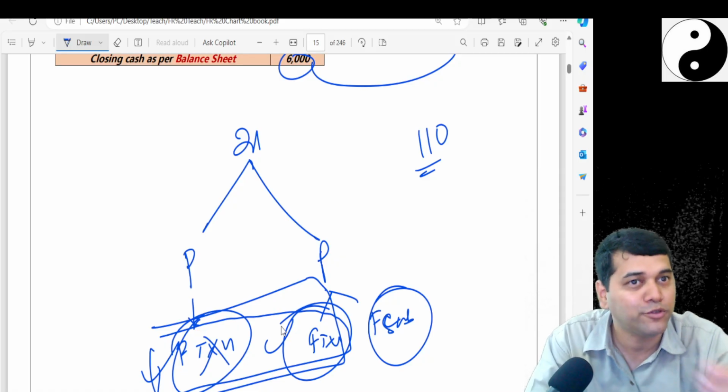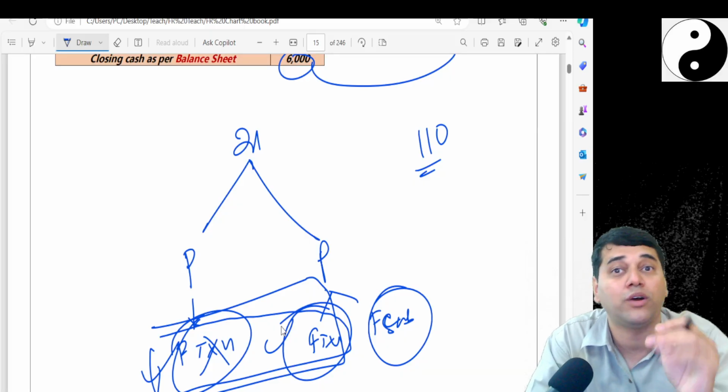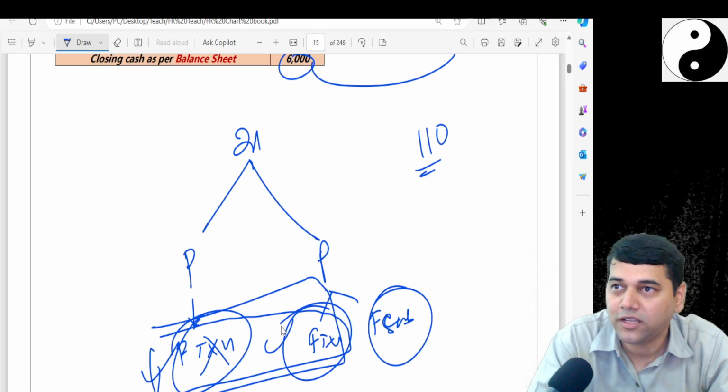See, this is the way you should think. This is the way you should connect. Then you will be much more clear of what you are doing. Otherwise, it becomes one format. Clear now?